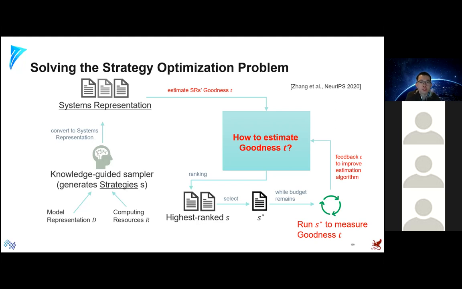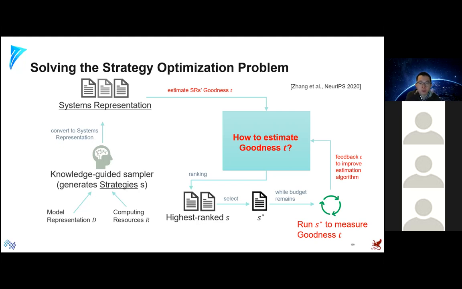Then for each sample proposal, we can use a system like AutoDist to apply this strategy and convert the original model representation into the system representation corresponding to that strategy. With that system representation, we can launch it on clusters, or we can use some other methods to estimate how this system representation will perform on the given resources R and model D. And like I said, this estimation can be done either by launching real execution or by building some sort of performance models, which I will talk about later.